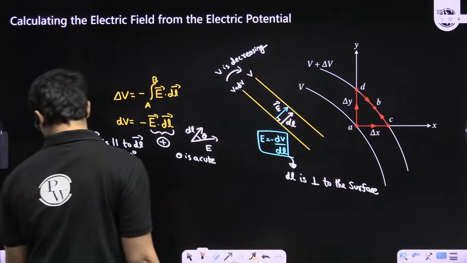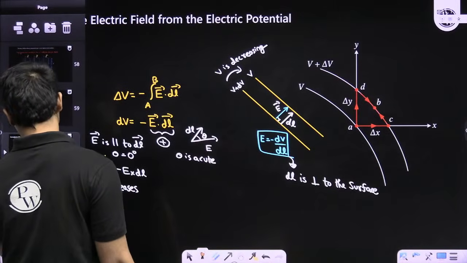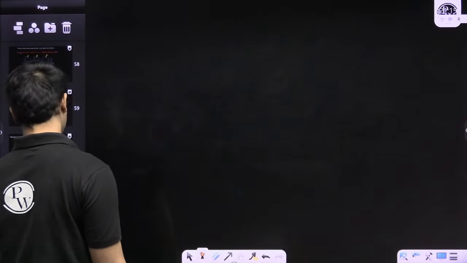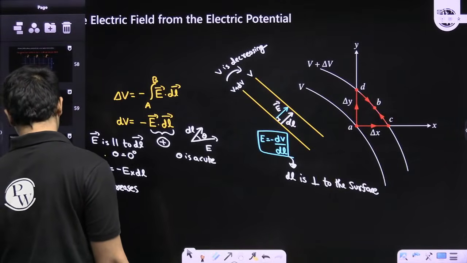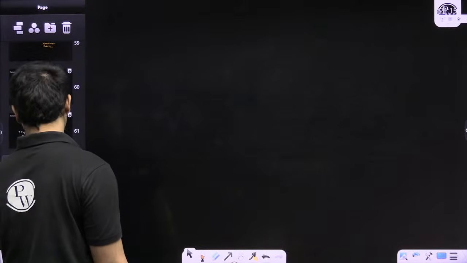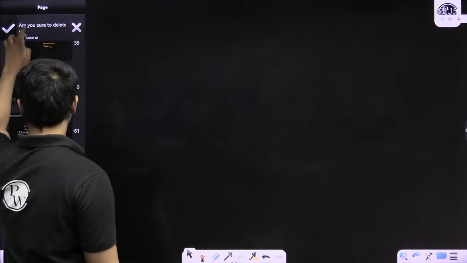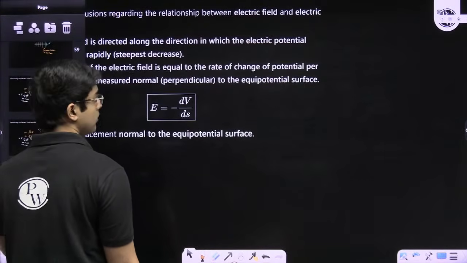Now there is also another important formula. This is not given in NCERT, but they have asked it in board exams, which is the partial derivative formula.